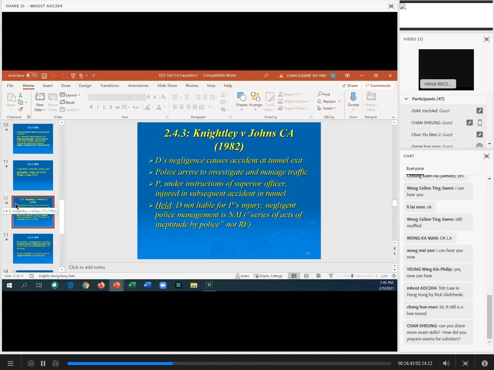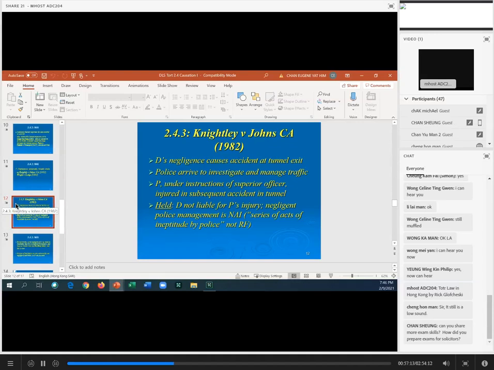So the police constable successfully sued his own police superior officer because the actions of the superior officer were not reasonably foreseeable. And that broke the chain of causation. Therefore, the effective cause was, if you like, the actions of the superior police officer. The effective cause was not the negligence of the original driver whose car broke down in the tunnel. So that's Knightley and Johns.